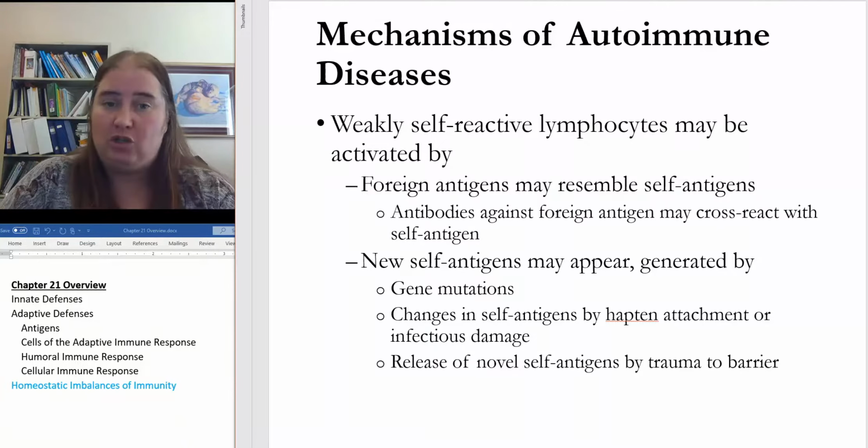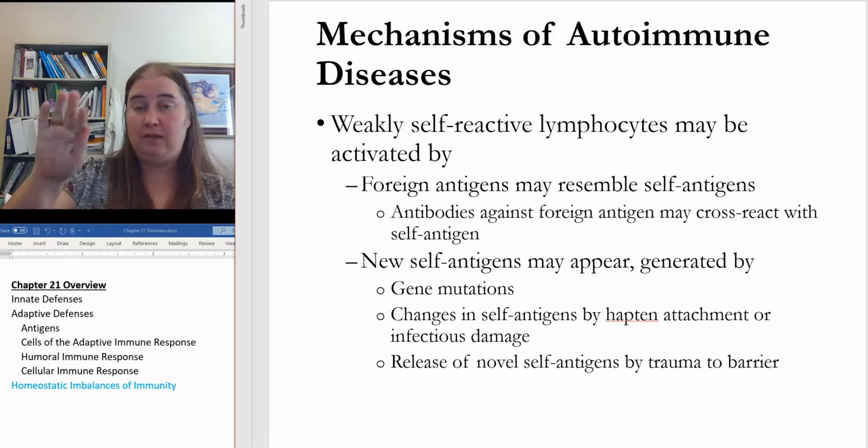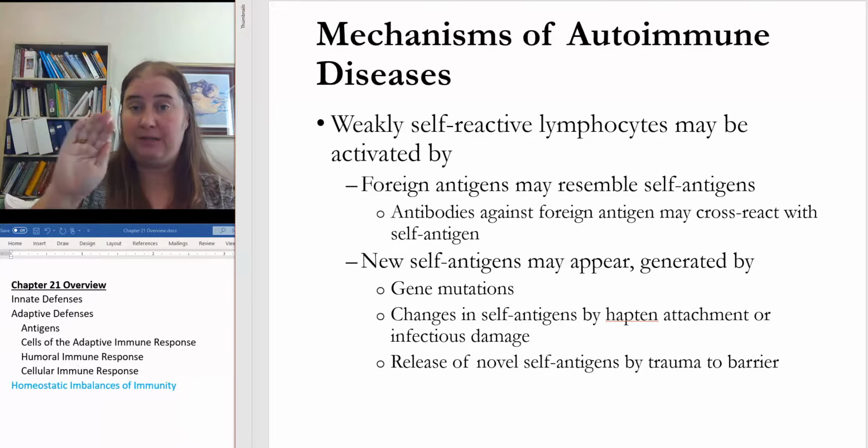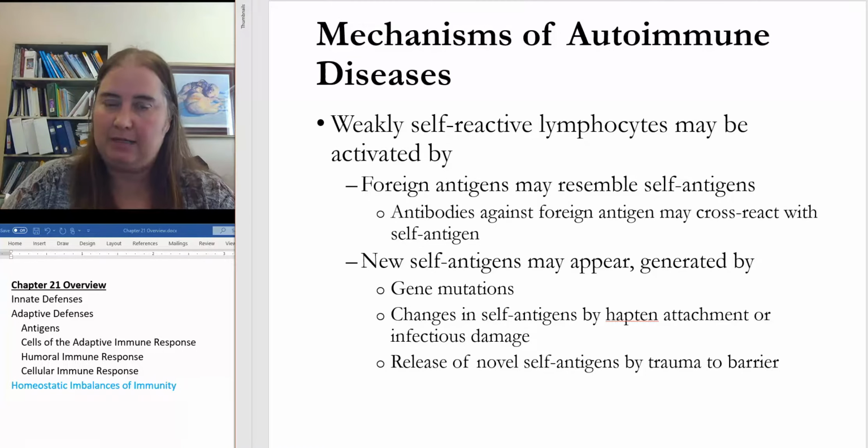Another way in which these lymphocytes can start attacking self is a new antigen may appear on the surface of a cell that hasn't been recognized before. For example, you could have a genetic mutation that slightly alters a self-antigen, so now it looks different. Changes in self-antigens by haptens, right? Haptens are those incomplete antigens. An incomplete antigen binds to a self-antigen which by itself doesn't do anything because the T cells and B cells have gone through that maturation process, that education. However, you add a hapten to it, and now it thinks it's foreign because it doesn't recognize that molecule.